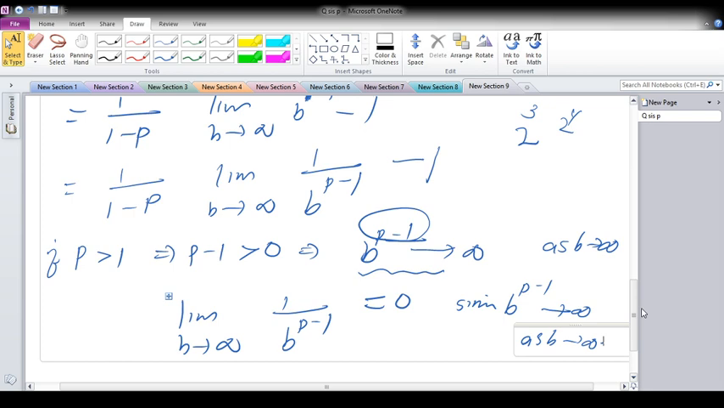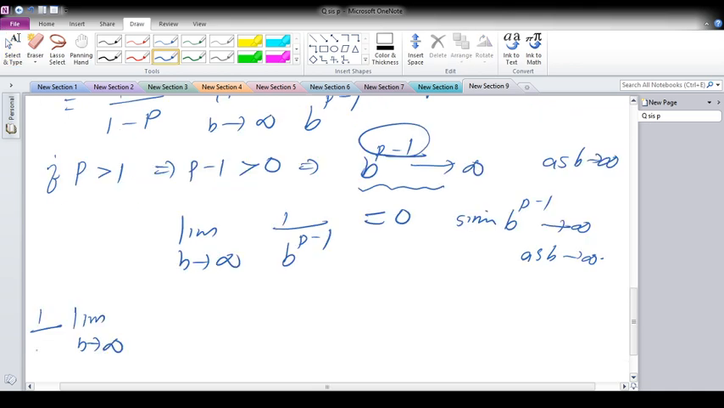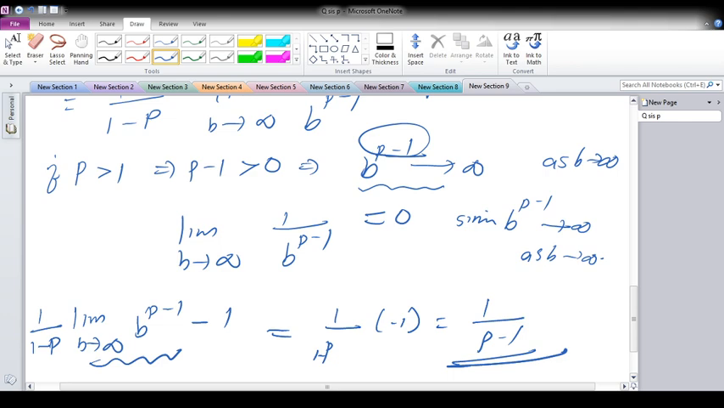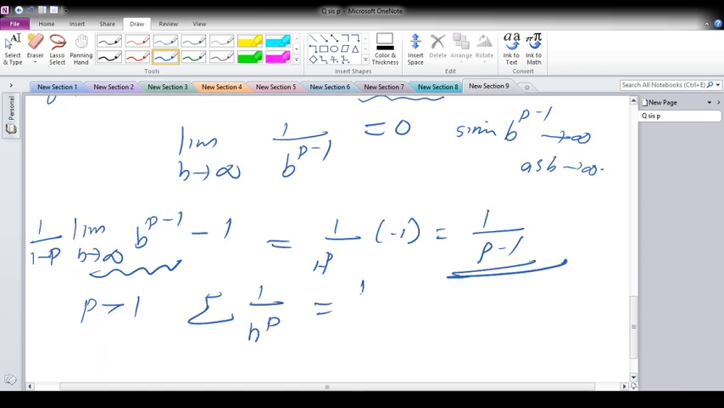So we can write the limit b tends to infinity, 1 by 1 minus p outside, of 1 by b power p minus 1 minus 1. This limit will be 0. So we get 0 minus 1, into the constant, that is equal to 1 by p minus 1. This is a finite value. So we can conclude here, for p greater than 1, the integral equals 1 by p minus 1, that is finite. So the corresponding integral value is convergent.